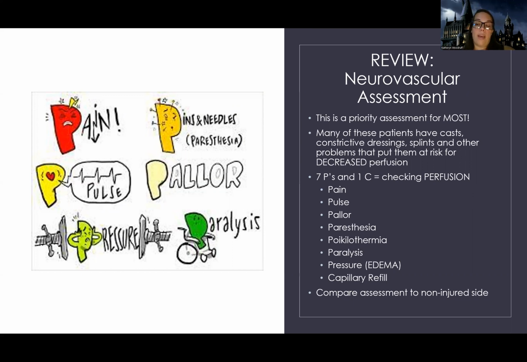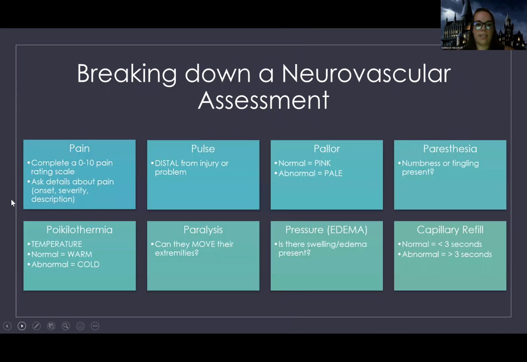When you're doing this assessment, you're always going to compare it to the non-injured side. So let's say that I had a blood clot on one side, I'd always compare that to my other extremity. If I had a fracture on one side, I'd want to compare the neurovascular to the opposite side. If both are affected, then you just want to compare to what would hopefully be normal. But most of the time when people have injuries, especially fractures, it's usually one side that's affected. So let's dig in deeper and break down these 7 Ps and 1 C.